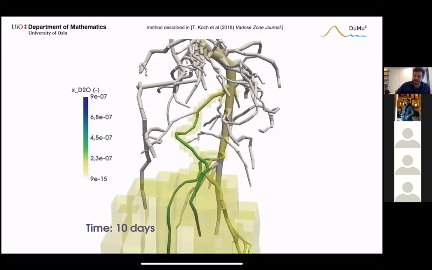The driving force here is some transpiration at the leaves of the root that will create a pressure gradient and will suck out the water on the top. And this leads to the root actually taking up this water here.